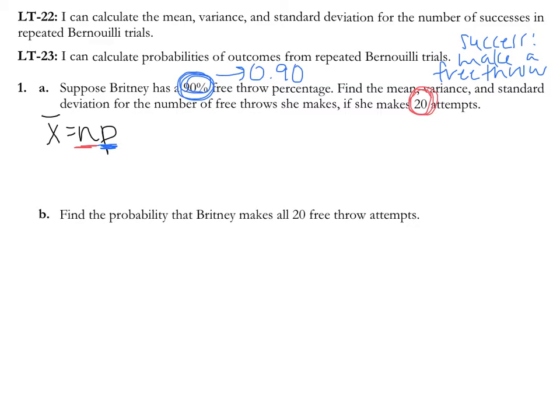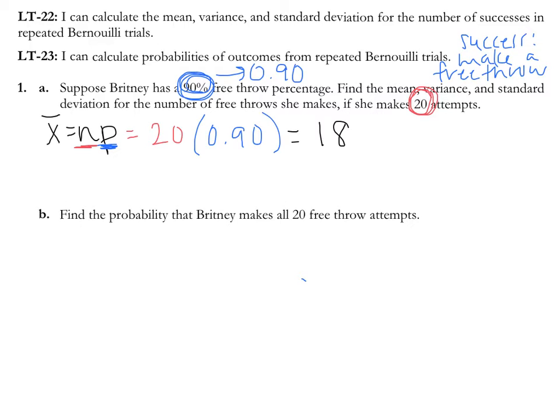So let's actually do this calculation. Our mean is given by n times p. So in this problem, that is going to be 20 times 0.90. And if we do that calculation, we should get 18. So that means that the mean for the number of times she'll make a free throw out of 20 is she'll make 18 free throws.